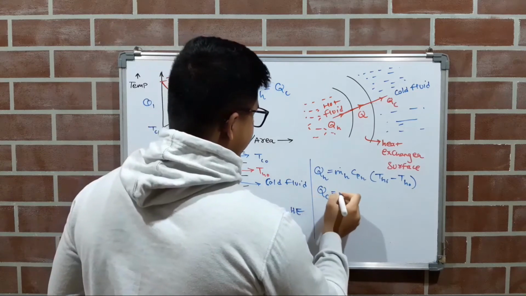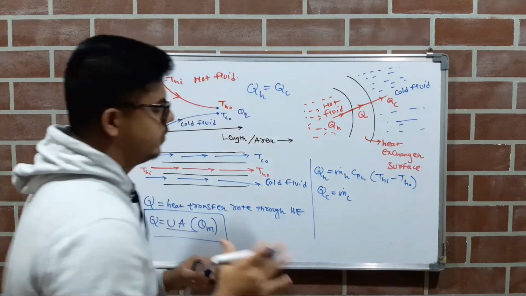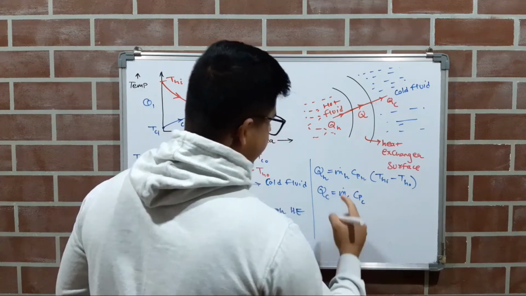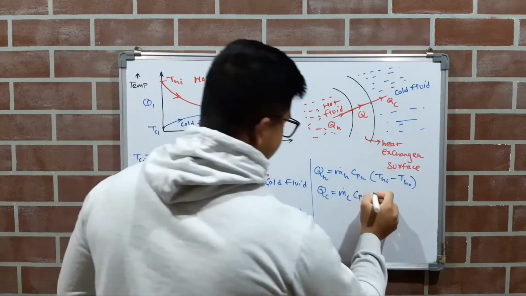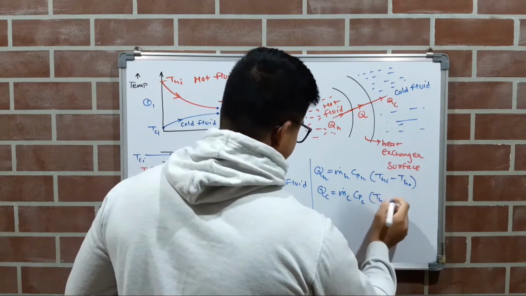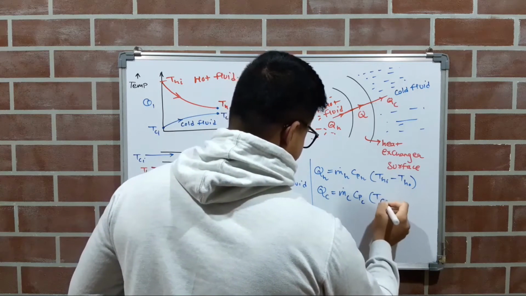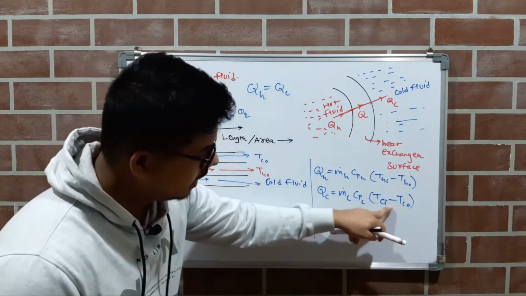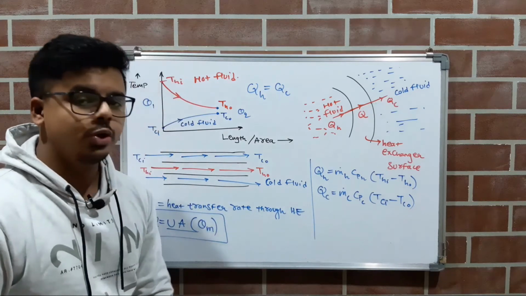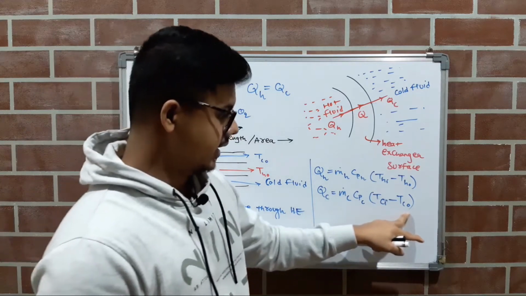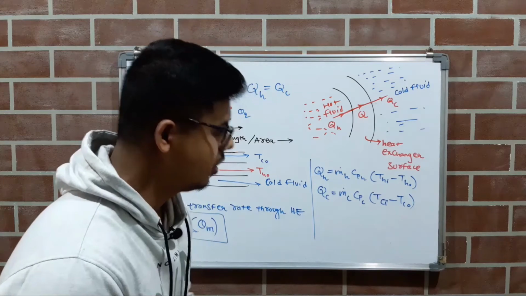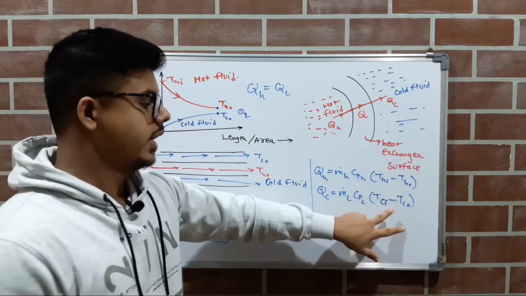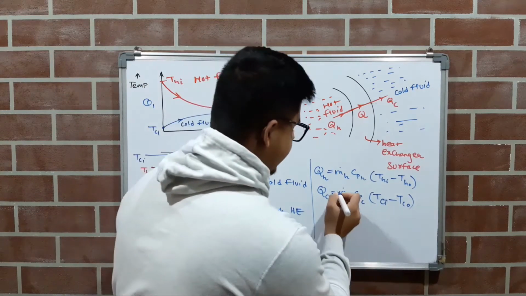Now QC is what? It is the same, that is m dot C, the mass flow rate of the cold fluid, into the specific heat of the cold fluid, CPC, into TCI minus TCO. Now is this correct? I want to ask you, is this correct or not? This is not correct. This is correct if I write a minus sign here.